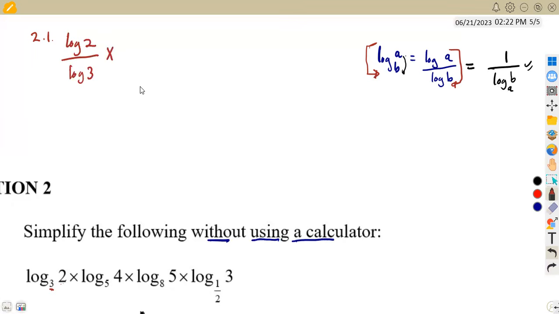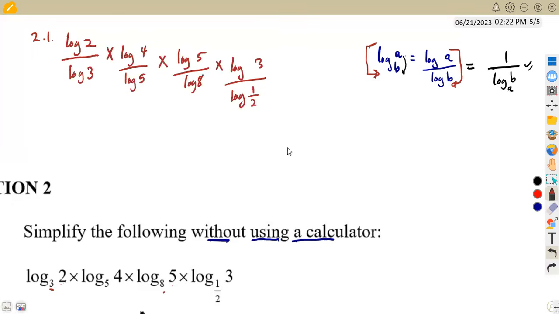We've got 4 and 5. So this is going to be the logarithm of 4 over the logarithm of 5. We do the same thing, 5 and 8. This is going to be times the logarithm of 5 over the logarithm of 8. Multiplied by log 3 in base a half. So this is going to be log 3 over the logarithm of a half in this case. So this is what you're going to have.